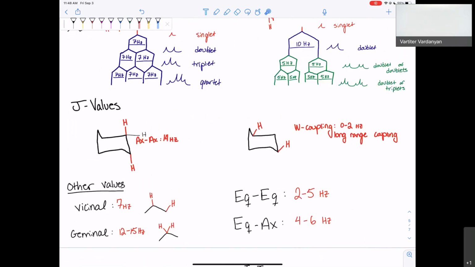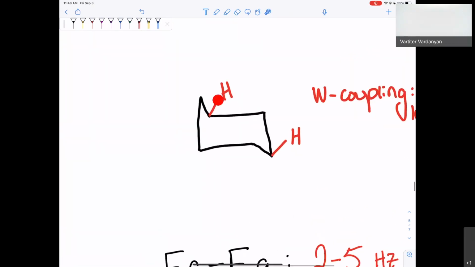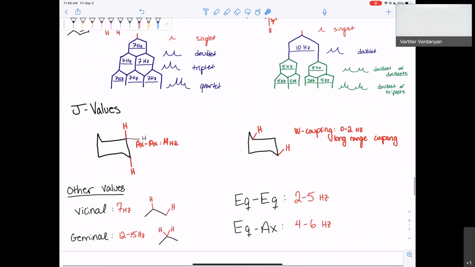Yeah, W coupling is just when there's a carbon in between them. It technically doesn't follow the 3 bond lengths rule, so it's 4 bonds between them. It kind of looks like a W. The only time in this class you will ever see the not-3-bond-lengths rule, it will look exactly like that, and the answer will be 0 to 2. He probably will do axial, axial, though.